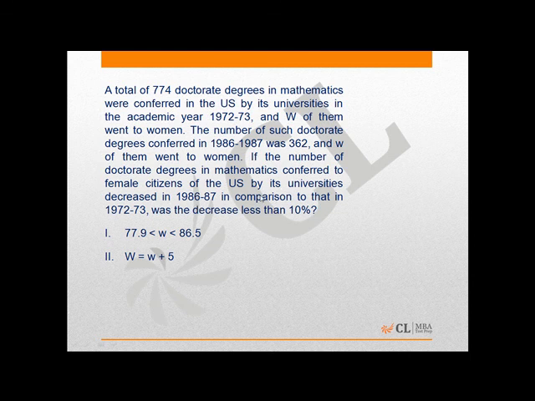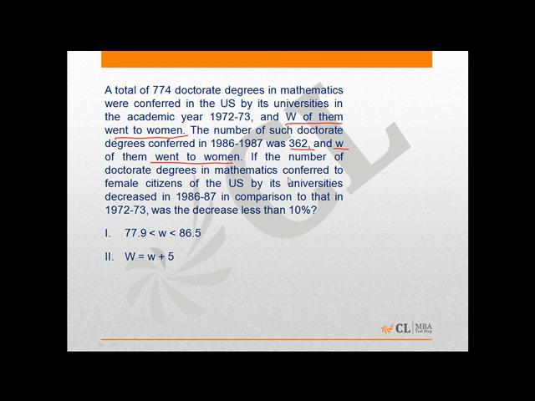A total of 744 doctorate degrees in mathematics was conferred in the US by universities in academic year 70 to 73. Capital W of them went to women. The number of such doctorates in 86-87 was 362, and small w went to women. If the number of doctorate degrees in mathematics conferred to female citizens of the US by its universities decreases in this as compared to this one, was the decrease 10%?